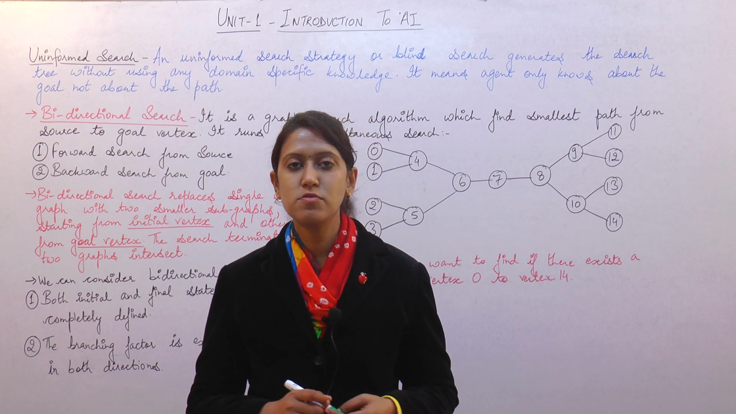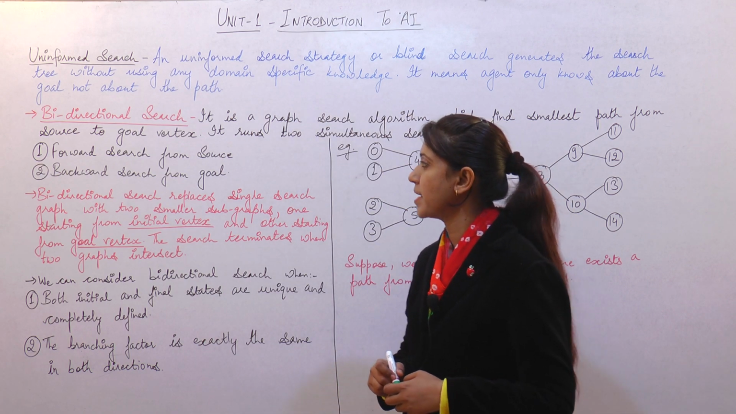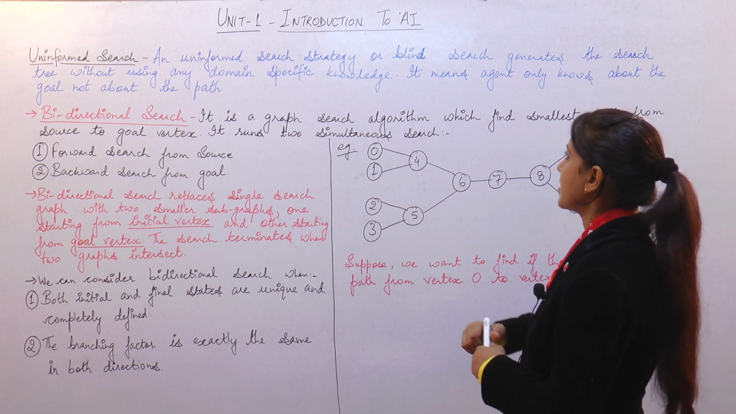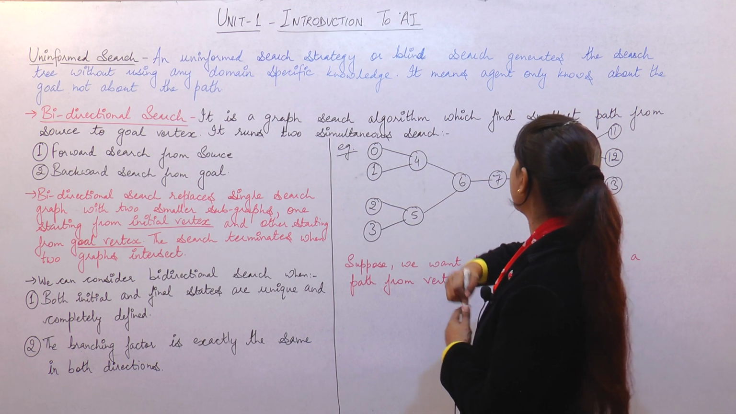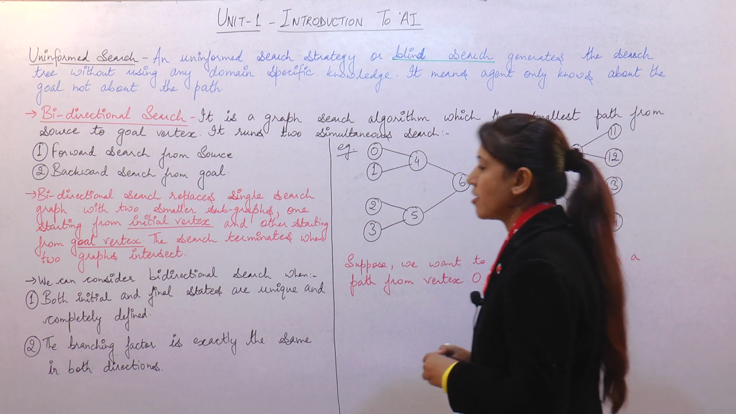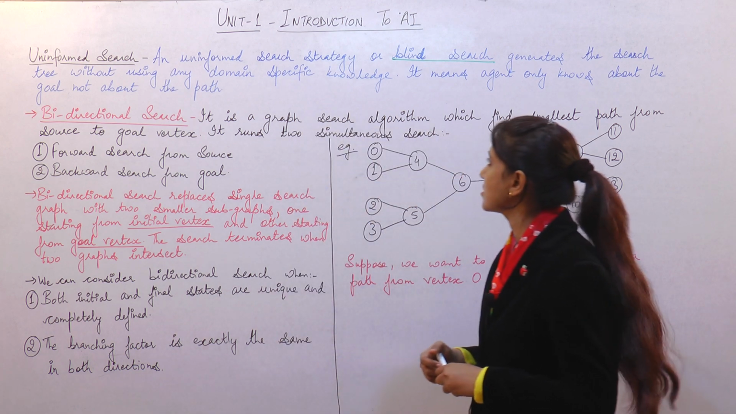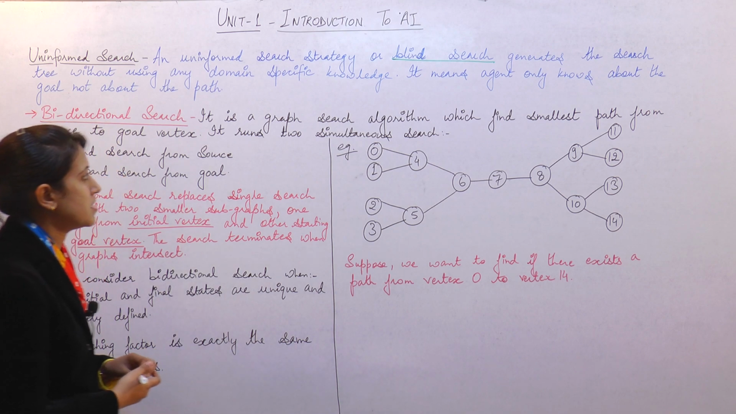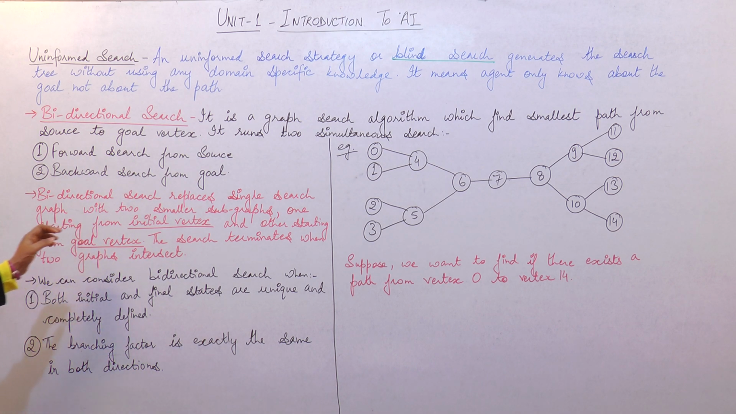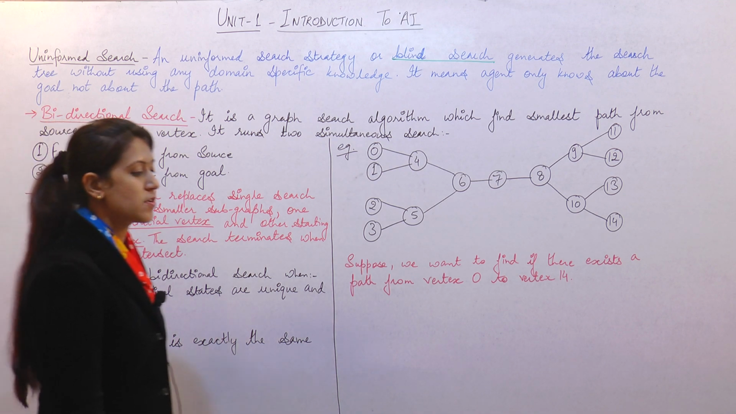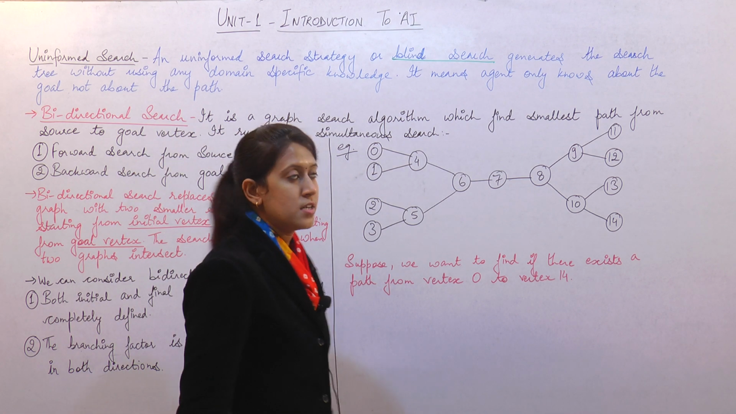We have studied two types of search, informed and uninformed. An uninformed search is a strategy, or we can say a blind search, that generates the search tree without using any domain specific knowledge. That type of technique is known as uninformed search.